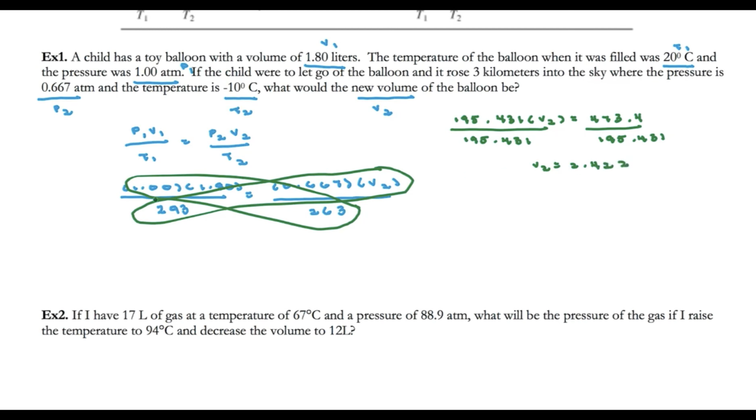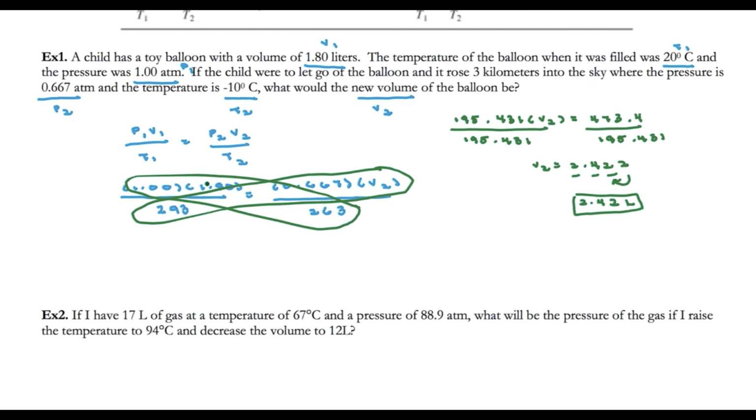Okay, sig figs. So let's look here. 1.00 has 3, 293 has 3, 0.667 has 3, and 263 has 3 sig figs. So 1, 2, 3. So 2.42. And my units are going to be liters.